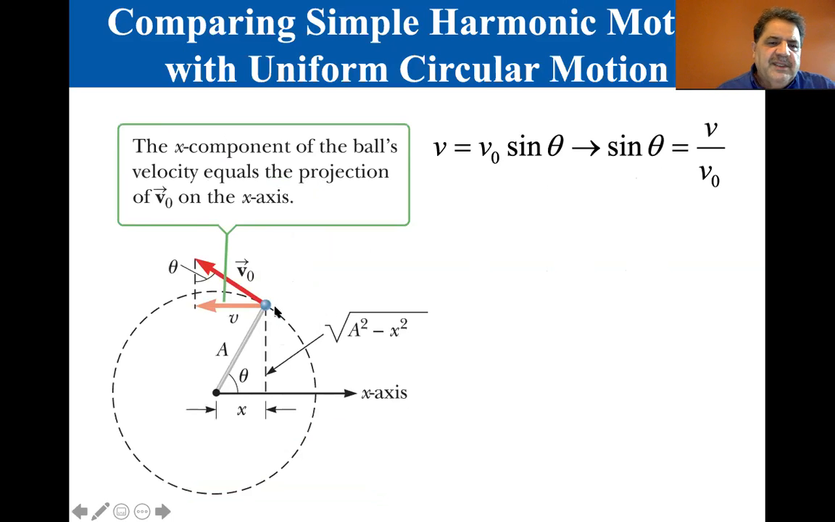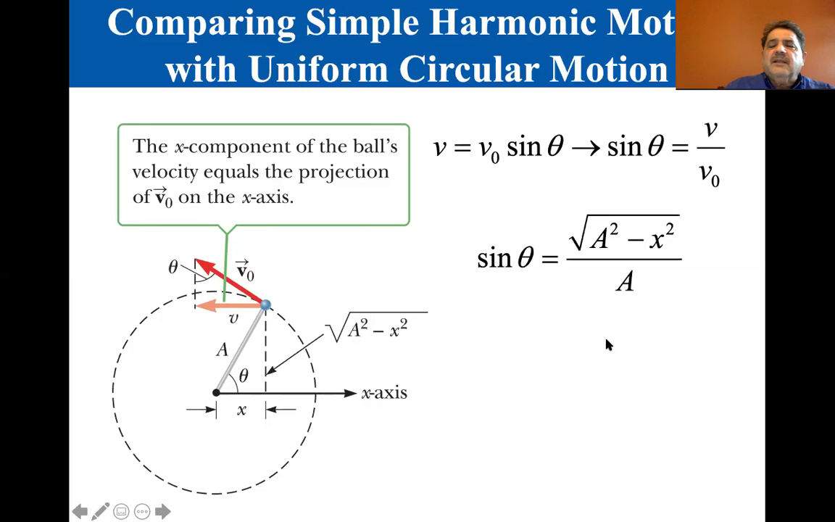So sure enough, if we see this V0, we see that it's reduced by a sine theta term. The orange V is smaller than the red V sub 0. So V is equal to V0 times the sine of theta, because notice how they have theta drawn here. The V is opposite that particular theta, but notice how that theta is the same as the theta that's at the center of the circle.